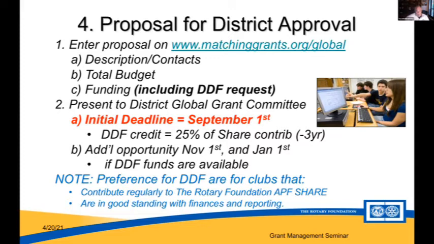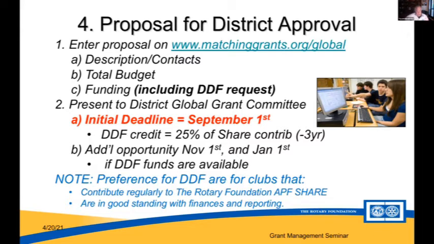Our first meeting, as Jim said, is September 1st or a few days thereafter. That's when you can make your initial presentation. And you can designate your DDF. One of the things the district does in this first meeting is that if your club wants to designate their DDF to this project or to another global grant, they can do that, as long as they do it before the September meeting by the district grants committee.